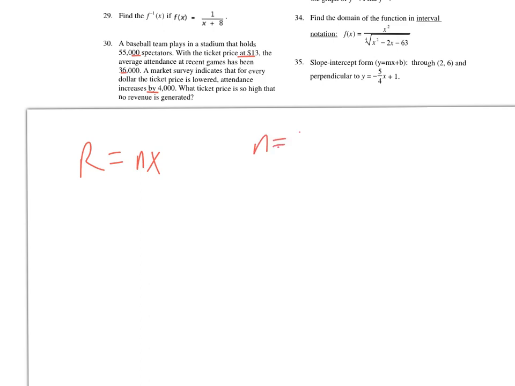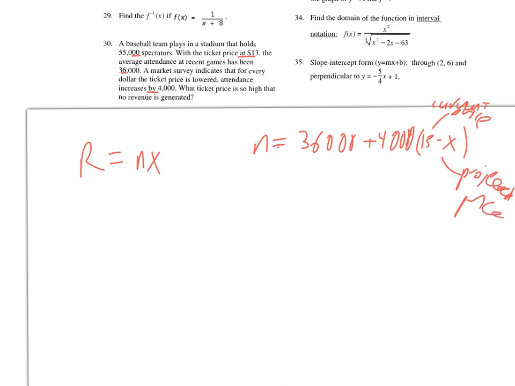So this equation will be 36,000, because that's our average attendance right now. And then it's saying that we can actually add 4,000 people if we lower the price of the ticket. So it depends on how much we lower it. And so what I'm going to put in here is 13 minus x. This is our current price, and x is the projected price, the price we want to change it to.